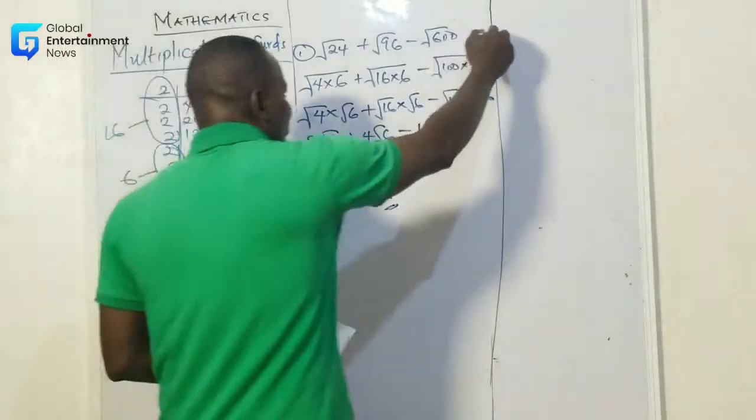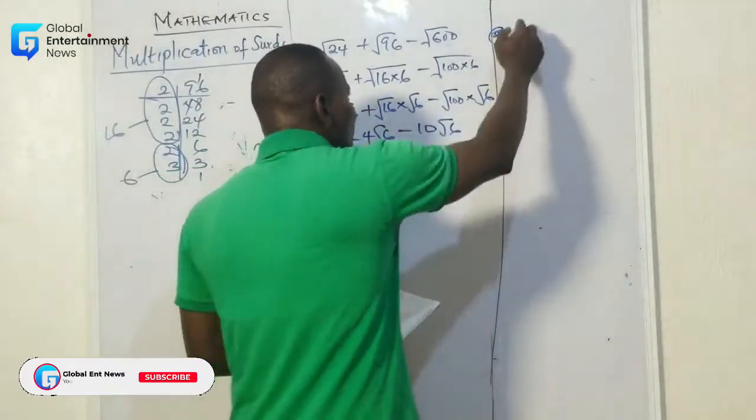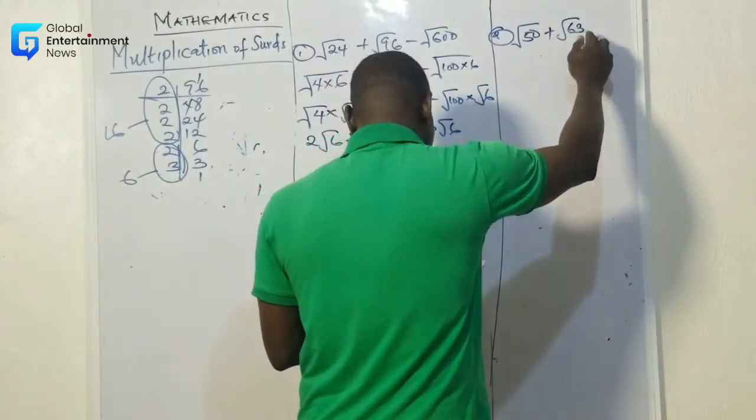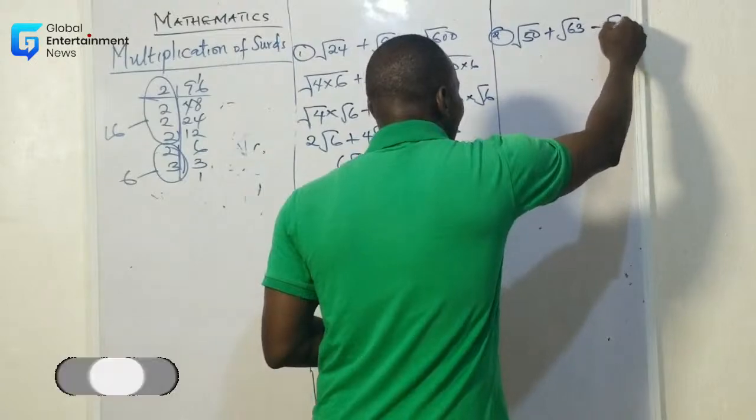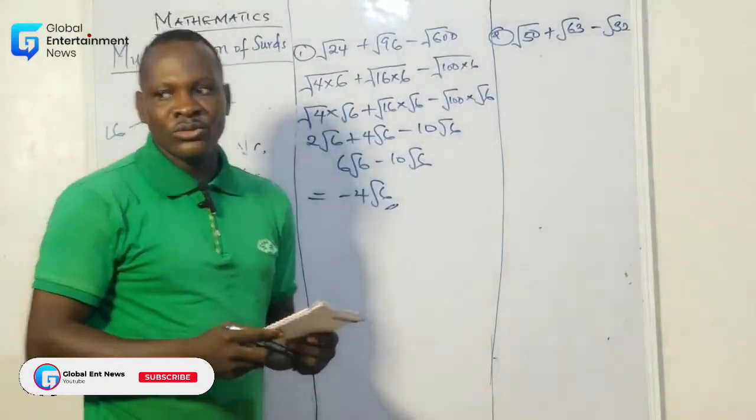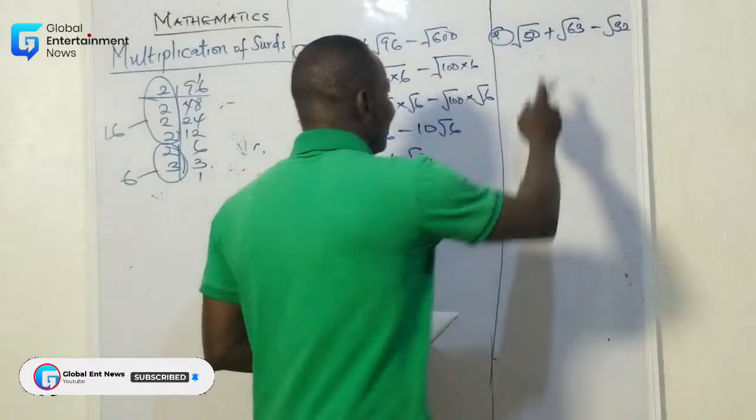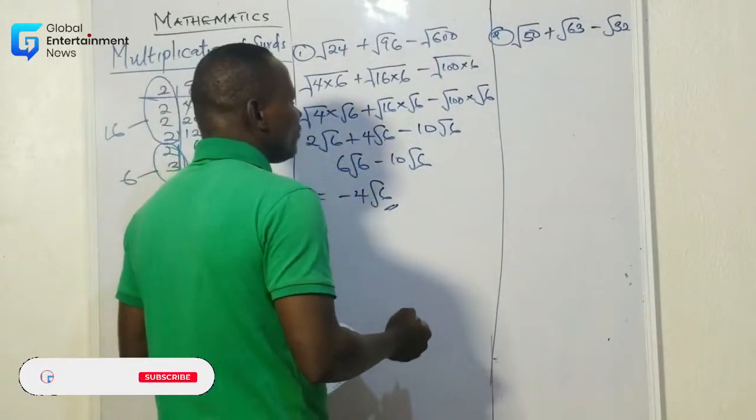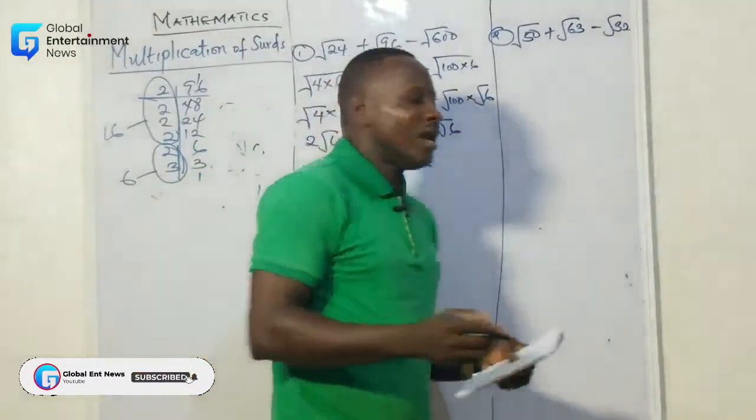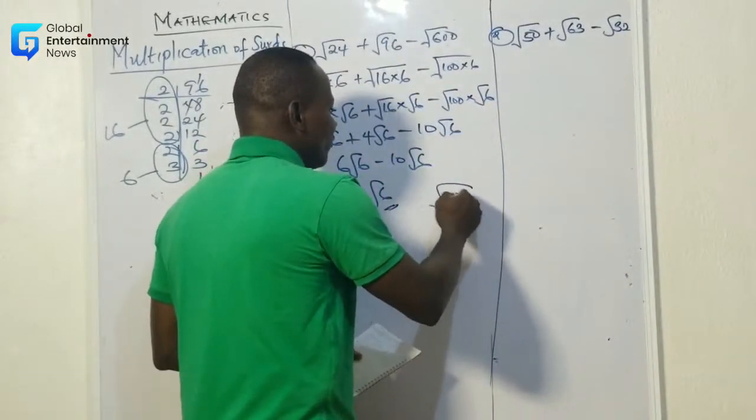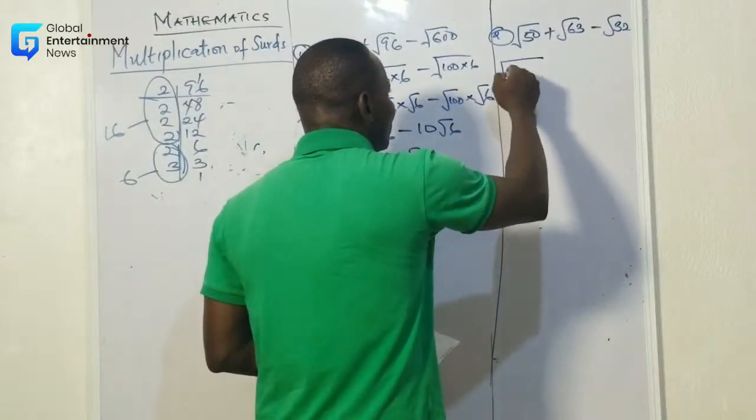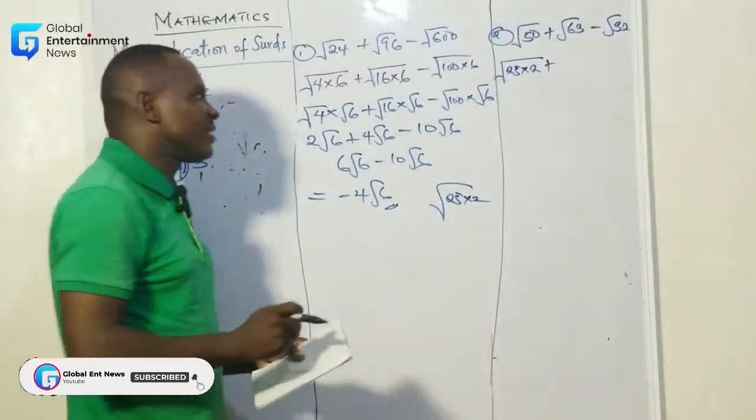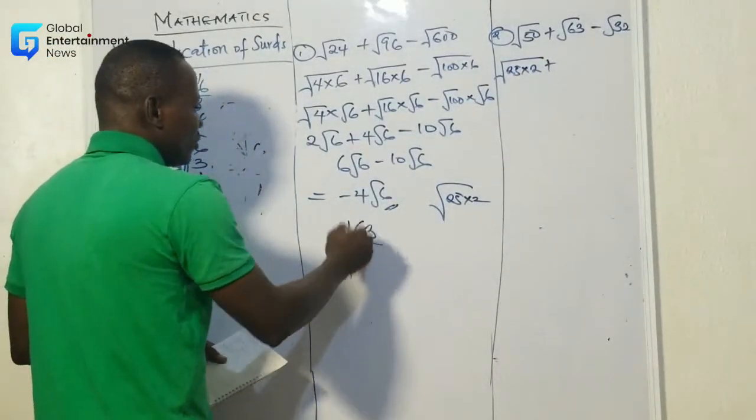And for the second question, we have to simplify root 50 plus root 63 minus root 32. Now, looking at this particular question, this is root 50. How do we get root 50? Root 50, that is 25 times 2. Root 25 times 2 plus, let's find 63.